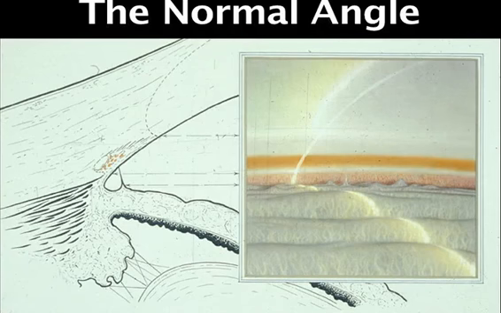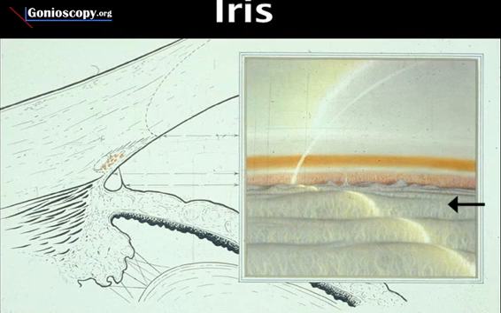This short video clip is designed to teach the anatomy of the normal angle using this beautiful piece of artwork by Lee Allen. This is a normal, wide open angle with 2+ iridocorneal angle pigmentation in the posterior portion of the trabecular meshwork. In this short clip, we will go through each piece of the angle one by one.